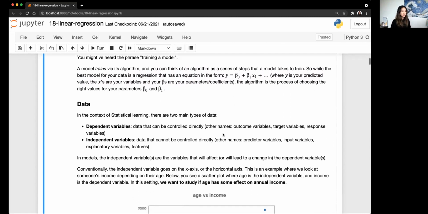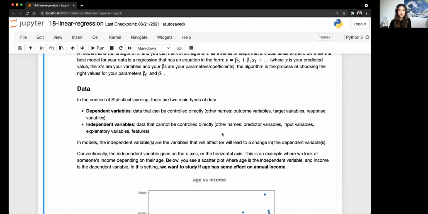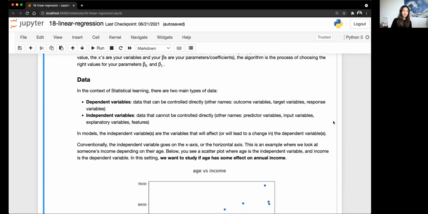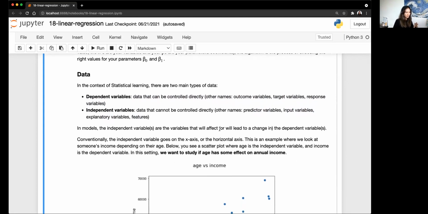Next, we're going to talk about our data. So in the context of statistical learning, there are two main types of data. There are dependent variables and independent variables. So dependent variables are data that can be controlled. Other words for it: outcome variables, target variables, response variables. And then you have your independent variables, data that cannot be controlled, which are your predictor, inputs, explanatory variables, or features. So in models, and especially in this model that we're going to be working with for the next couple of weeks, the independent variables are the variables that will affect the dependent variables. So that direction of causality is kind of important to know. Your independent variables affect your dependent variables.